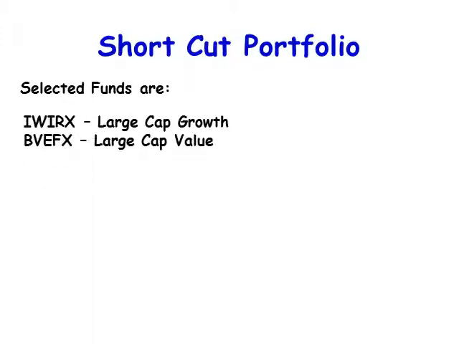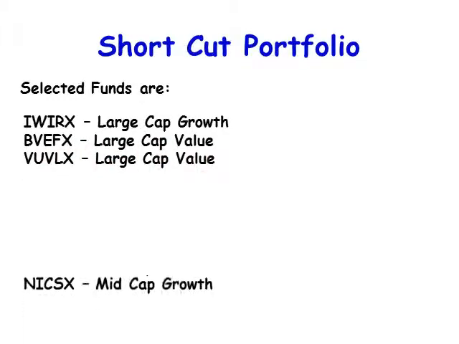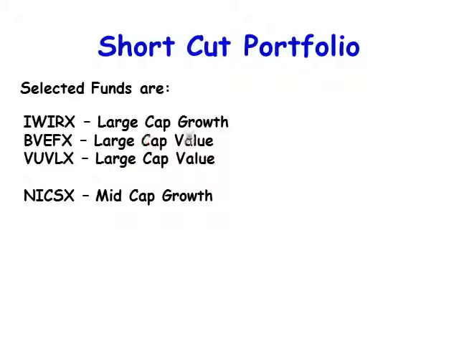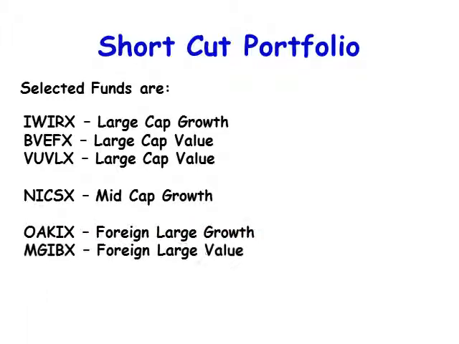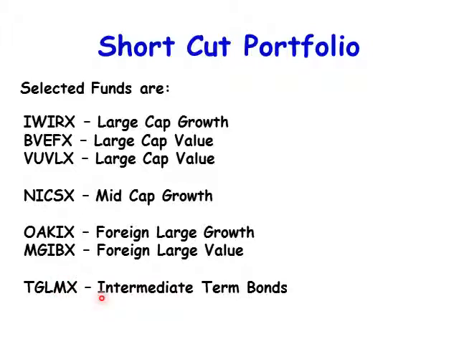Continue here. So we know these are the selected funds. IWIRX is a large cap growth fund, BVEFX is large cap value, and VUVLX is a large cap value fund, so we get 2 value funds and 1 growth fund. ICSX is mid cap growth, Oakmark International is foreign large growth, and MGIAX, actually the B shares, is our foreign large value. TGLMX is my intermediate term bond fund, and so is MWTIX.